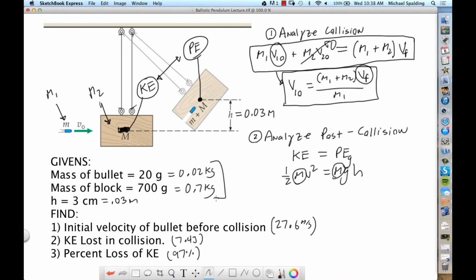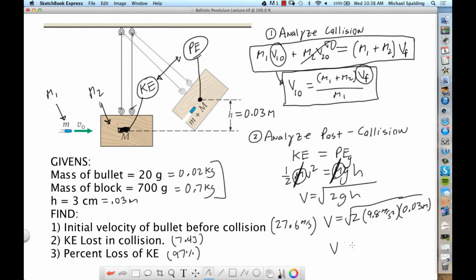You want to add the masses together, but it's not going to matter here because why? They cancel. Mass cancels out. So velocity is going to be square root 2gh. So you plug in 2 times 9.8 meters per second squared. H is 0.03. And we get a velocity immediately after the collision of, hold on, I wrote it down, 0.7668. And don't round this because you're going to plug it in. Don't round this number.